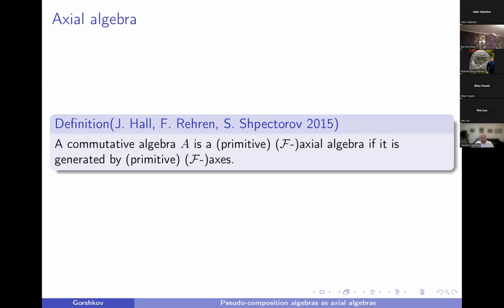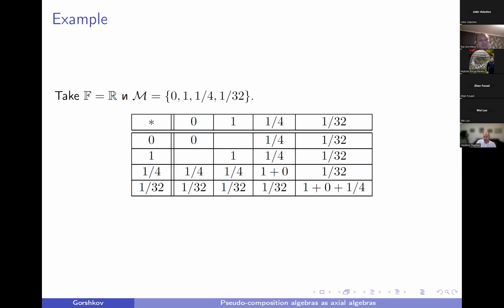And in 2015, Jon Hall, Felix Rehren, and Sergey Shpectorov defined an axial algebra. A commutative algebra A is an F-axial algebra if it is generated by F-axes, and a primitive axial F-algebra if A is generated by primitive F-axes. Okay, more examples.